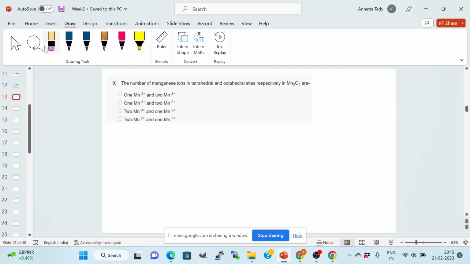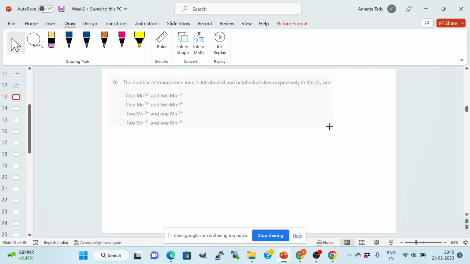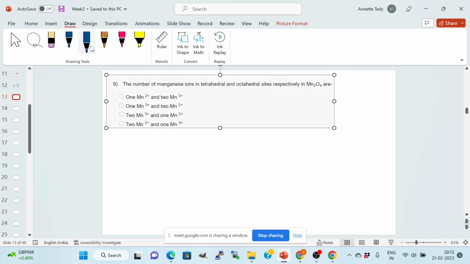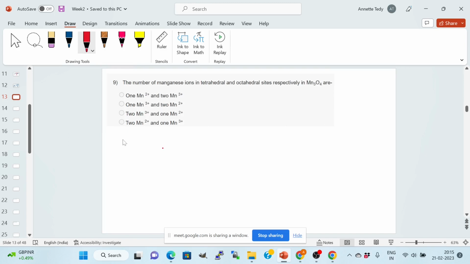Okay. This is a spinel related question. The number of manganese ions in tetrahedral and octahedral sites respectively in Mn3O4. So Mn3O4 will be Mn2 plus and two Mn3 plus, with O4. This is what they mean by this.